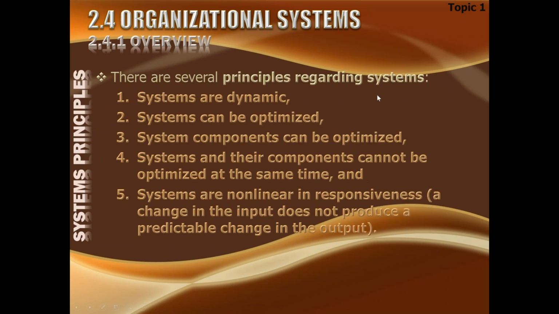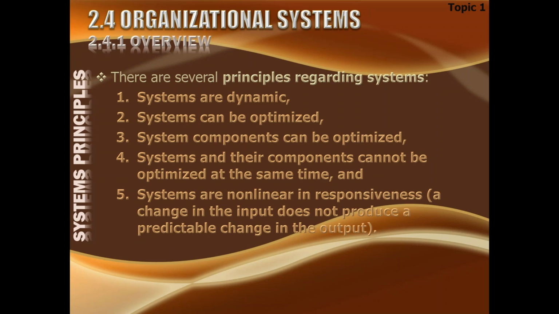There are several principles regarding systems. Systems are dynamic. Systems can keep changing. Systems can be optimized. They can be improved. System components can be optimized. Not only the system, but their components. Each one of the components can be separately optimized. So there is an element of continuous improvement in each one of the components as well as the whole system.